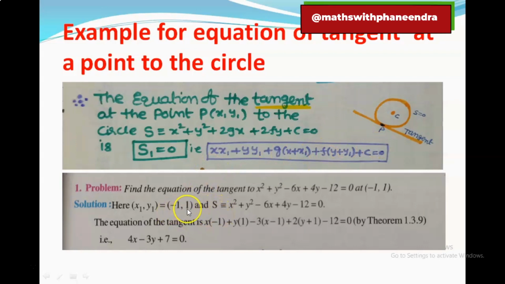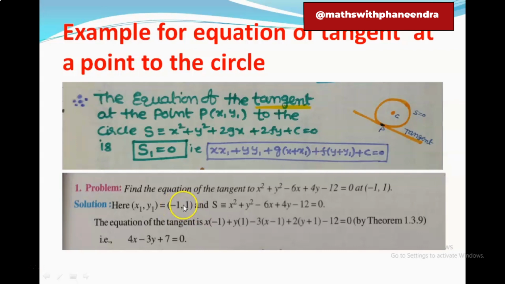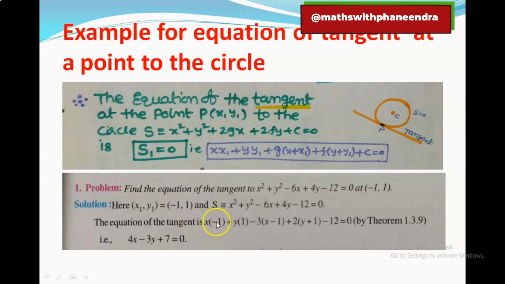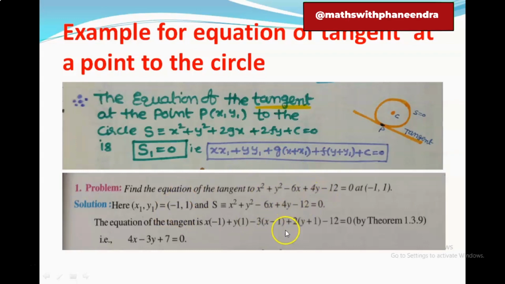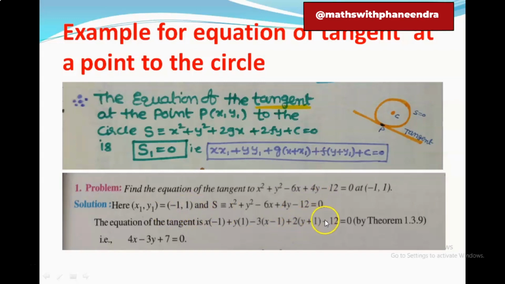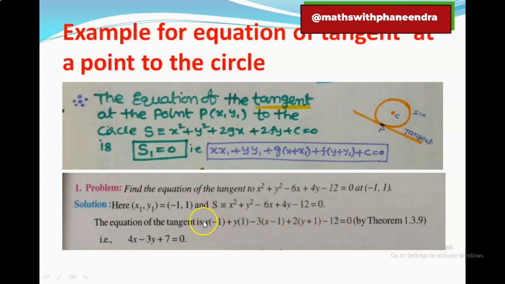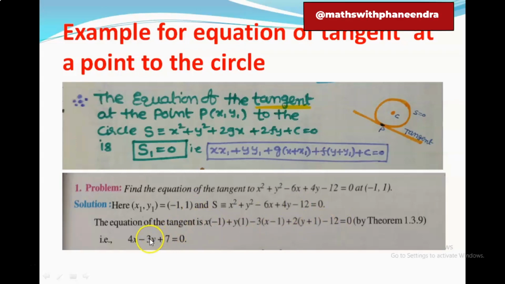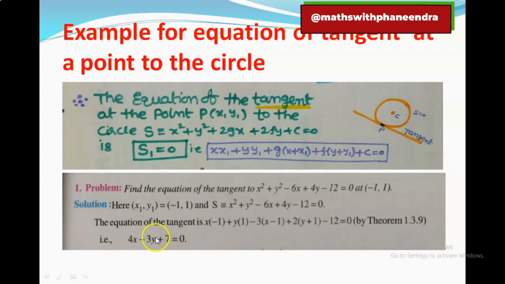So minus 1, 1 are the values of x1 and y1. So x into minus 1 plus y into 1, g value is minus 3. Minus 3 into x plus x1, x1 value is what? Minus 1. So x minus 1 plus f value, f is equal to 2. 2 into y plus y1, y plus 1, minus 12 equal to 0. After that you can simplify, you will get 4x minus 3y plus 7 equal to 0.